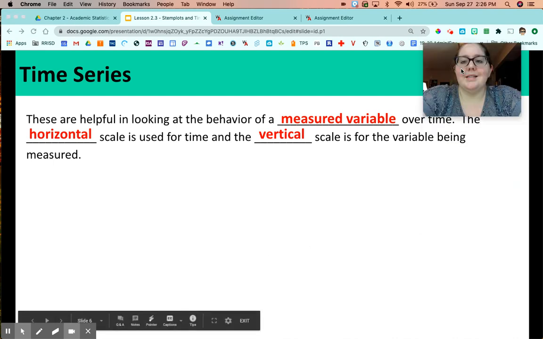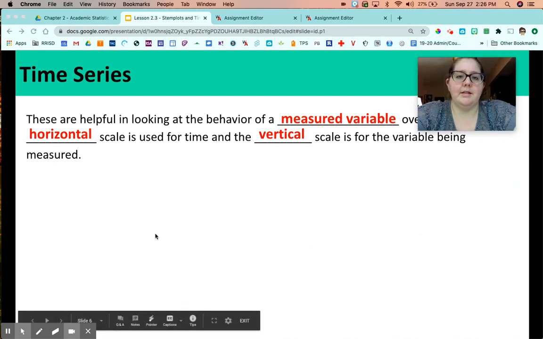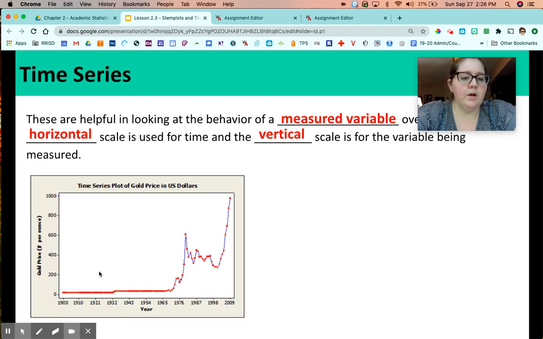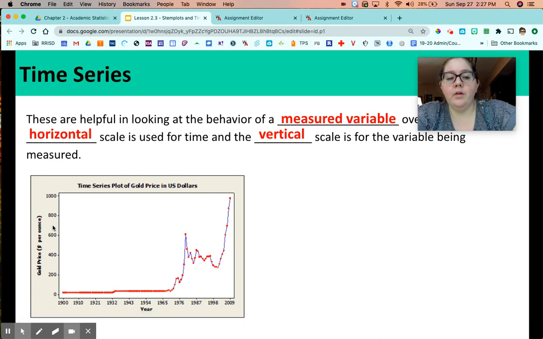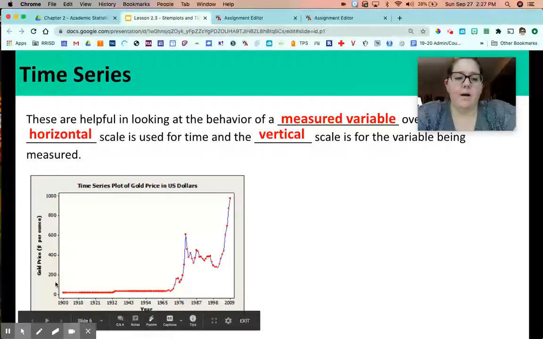So I'm going to show you a couple of examples of time series plots that I pulled from the internet. This one is an example showing the years from 1900 to 2009 on the x-axis, and then we have the price of gold per ounce, in dollars per ounce, throughout all those times. We have a point or a dot for every year, and we can see how the price of gold stayed really similar, maybe increased a tiny bit, and then once we hit the 60s, 70s, it started jumping up in price.